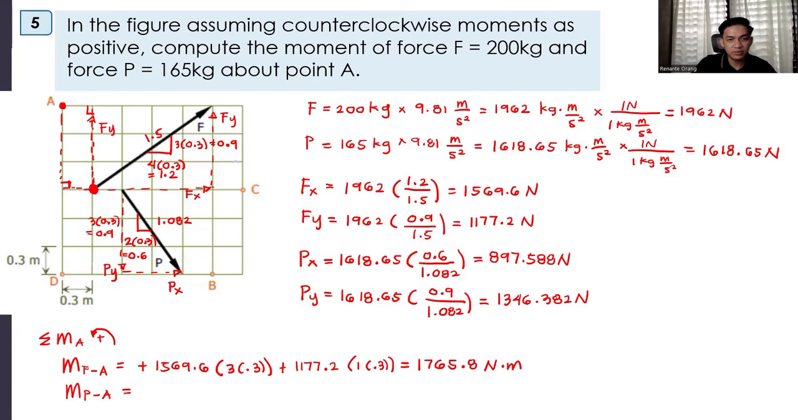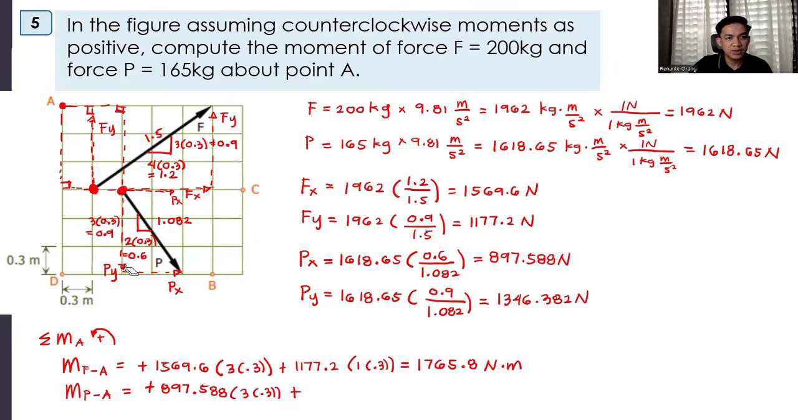Next, we have our moment of force P about point A. That is equivalent to Px first, class. The original Px is here. Rotating it about point A is counterclockwise, so this is positive 897.588. Then let's look at its distance. This is its perpendicular distance, 1, 2, 3, going to our point A. So this is also 3 multiplied by 0.3.